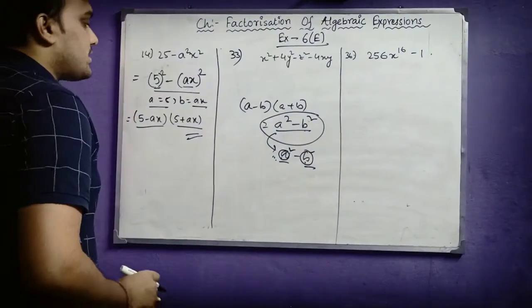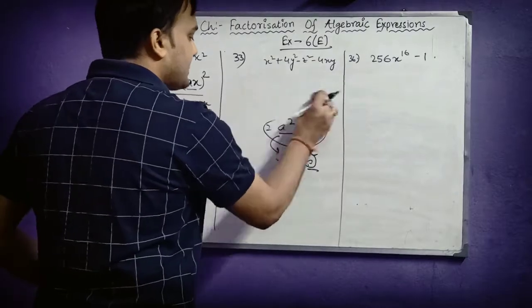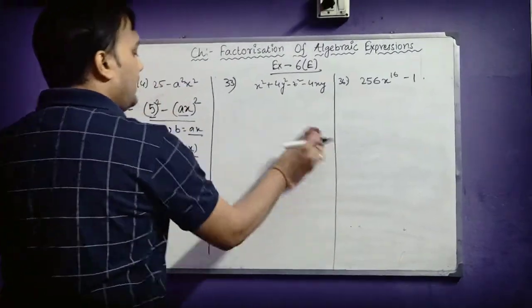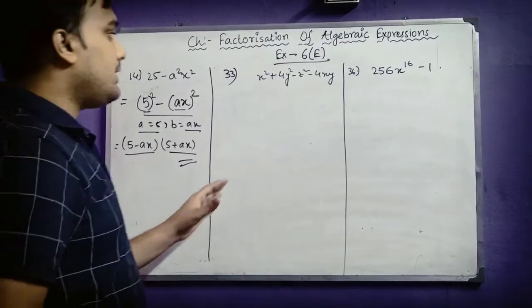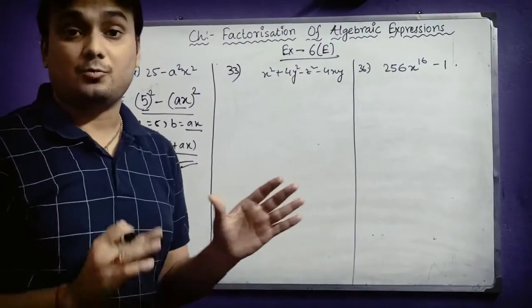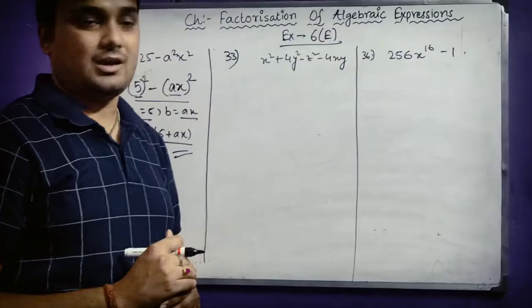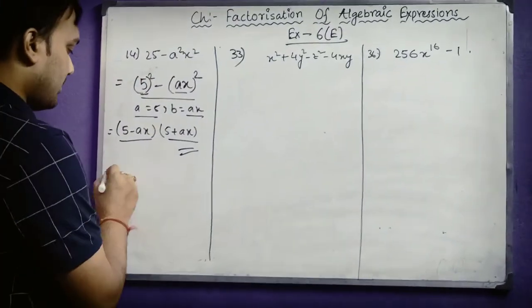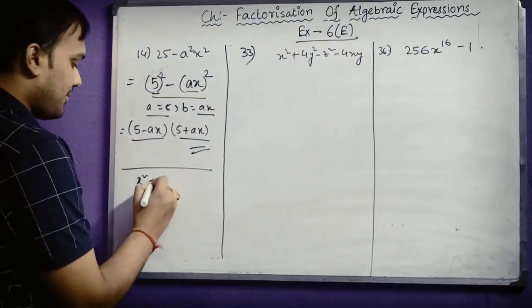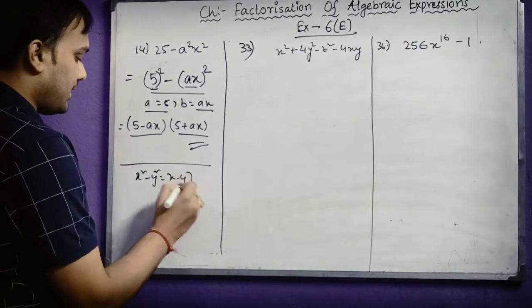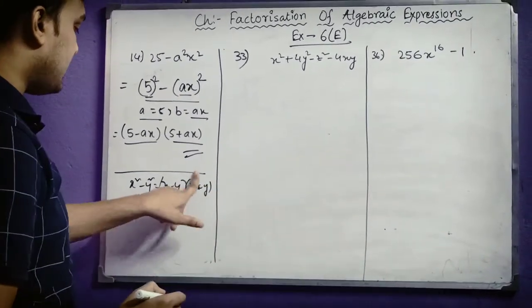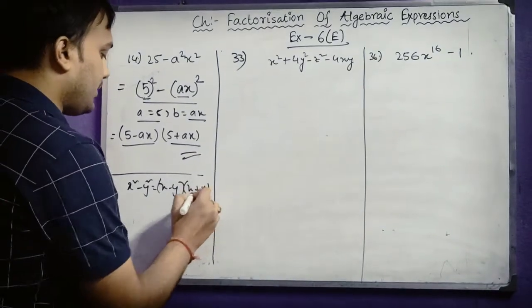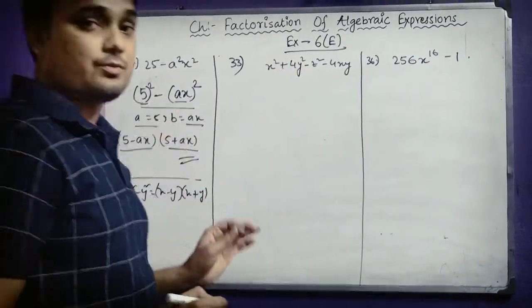Let us move on to the next question. I have selected the next question because it is a little bit tricky, and here you will see that we will be applying not one formula but two formulas. One formula is for sure x square minus y square equals x minus y into x plus y. This formula we will definitely be utilizing, but one more formula we have to utilize here. So I have selected this question.